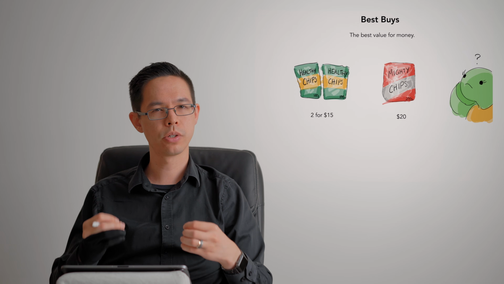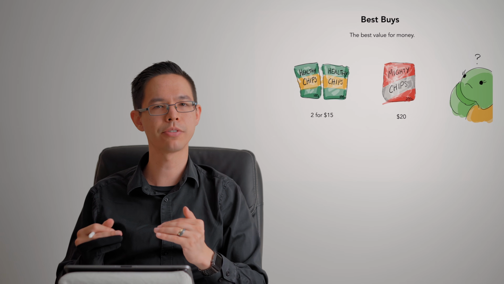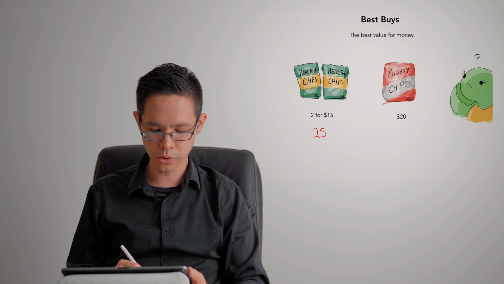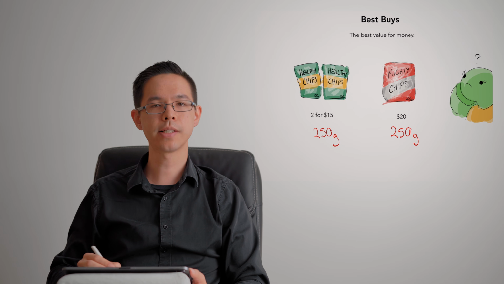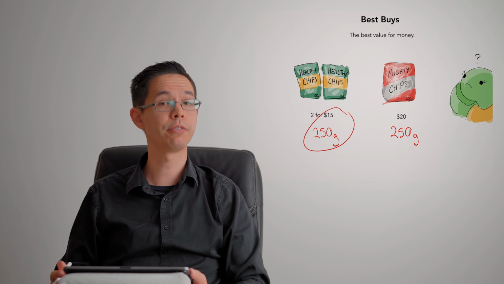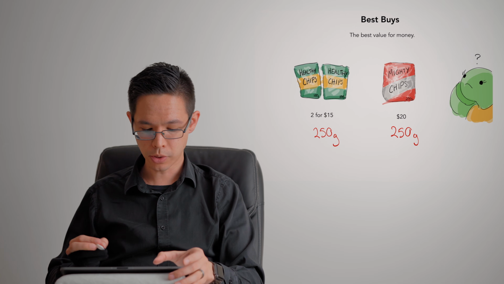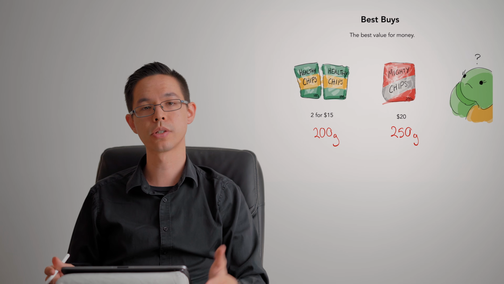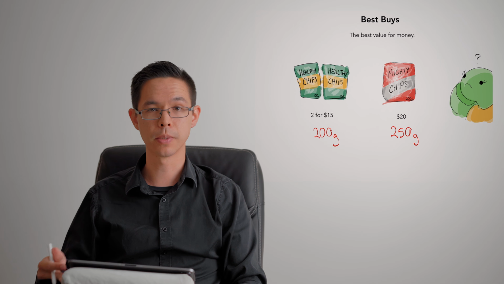What makes this one so difficult to compare? Well, it's because the quantities aren't similar enough to compare them against each other. For example, if Healthy Chips was also 250 grams, as well as the Mighty Chips, then you could easily go, okay, well, $15 for 250 grams, that's obviously cheaper for the same amount of chips. But we don't have that. What we have here actually is that for $15, you get 200 grams of chips, or $20 for 250 grams.